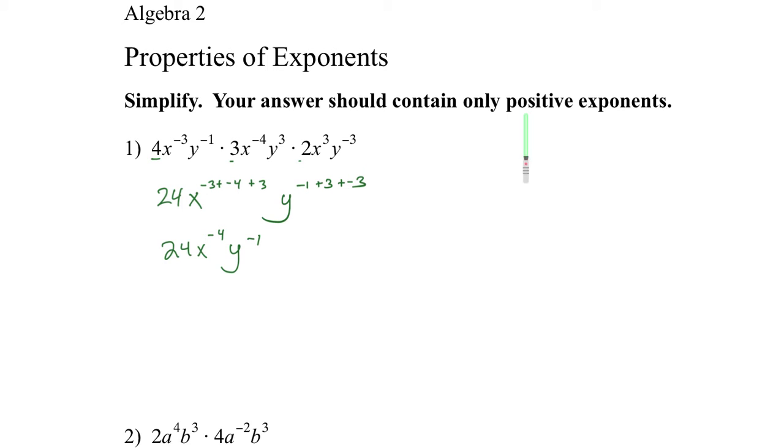Now, again, it's telling me only positive exponents. So what I'm going to do with that negative exponent is just bring it down. So my simplification here is going to be 24 divided by, this is going to come down to the denominator, and it's going to change sign, and then y the same. The exponent 1, once it becomes a 1, I don't have to write it. And that's my simplification of this exercise.